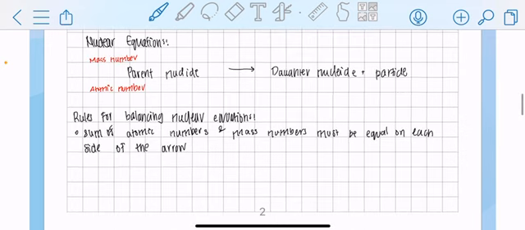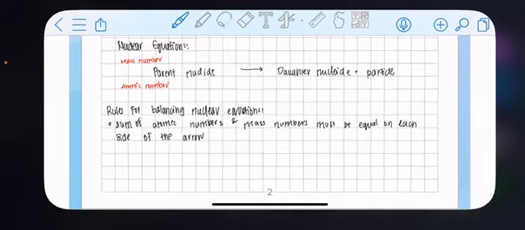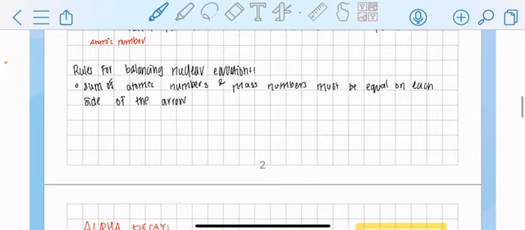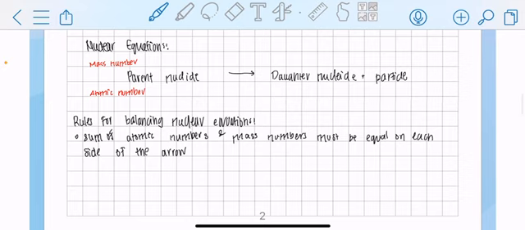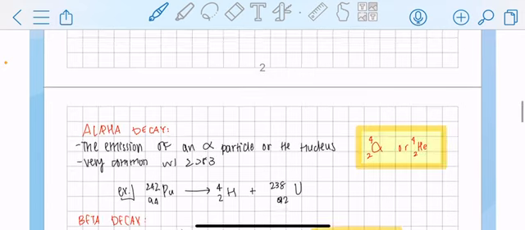A nuclear equation looks like this, where a parent nuclide goes to a daughter nuclide plus a particle. On top of each one, we write the mass number, and at the bottom, we write the atomic number. The rule for balancing them is that the sums of the atomic numbers and the mass numbers must be equal on each side of the arrow.